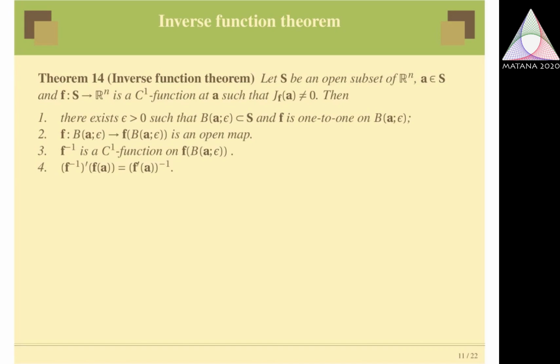Analogous to this theorem, the inverse function theorem on several variables says that if f is a continuously differentiable function on an open subset S of R^n into R^n such that the Jacobian of f at a is non-zero, where the Jacobian of f at a is the absolute value of the determinant of the matrix representing f dash of a with respect to the standard basis, then there is a neighborhood of a in which the function f is 1-1 and open, and the inverse of f, defined from the image of the neighborhood, is a continuously differentiable function, and the derivative of f inverse at f of a is given by the inverse of the linear transformation f dash of a.